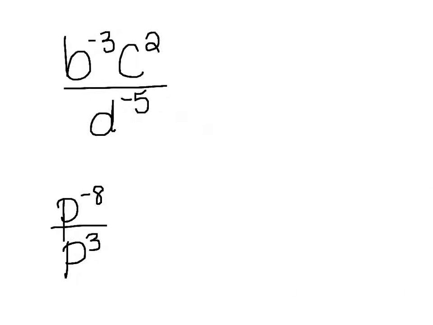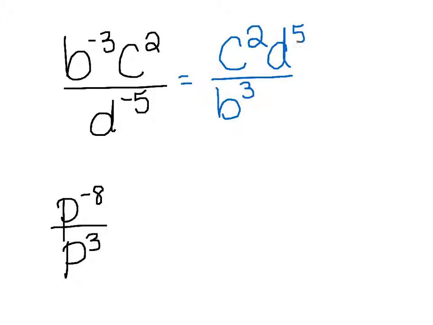Alright, hopefully you've tried them, and you saw, well, I have b to the negative third. I don't like the negative exponent, so if I have my division symbol, I'm moving b to the negative third to the bottom. So I have b to the third. C squared, that's positive, so we're not doing anything with it. It's going to stay on top. And then we have d to the negative fifth in the denominator. Again, we don't like negative exponents, and because it's on the bottom, we're going to flip it and move it to the top. So this is our final answer: c squared d to the fifth divided by b to the third.